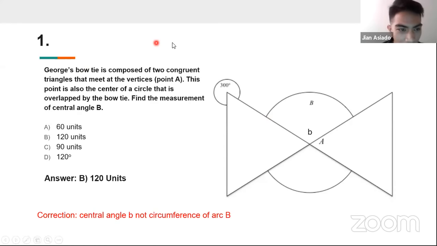Okay. So starting off, yung question number 1 may parang bow tie dito, no. It's made up of 2 congruent triangles meeting at the vertices at point A. Now, this point is also the center of the circle that is overlapped by the bow tie. So ito circle dito, may circle din dito. The center ng circle na to ay sa A. Ngayon, pinapahanap si measurement ng central angle small b ito.